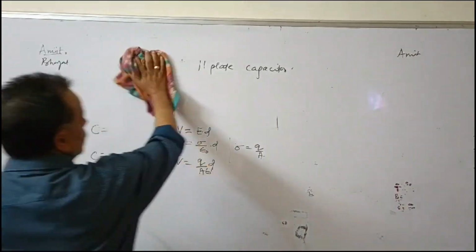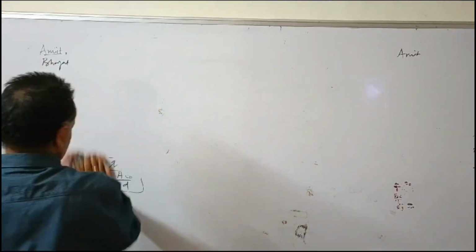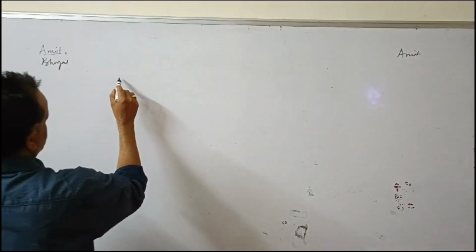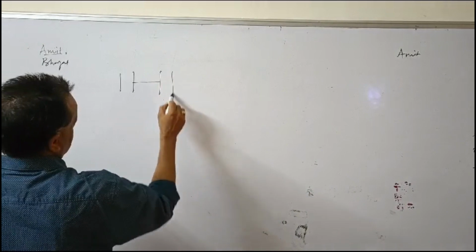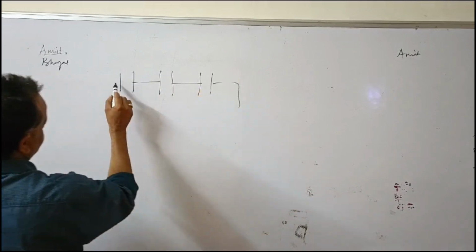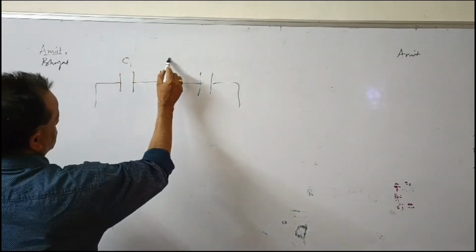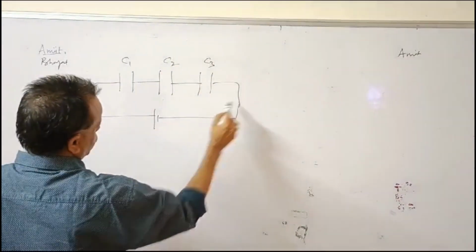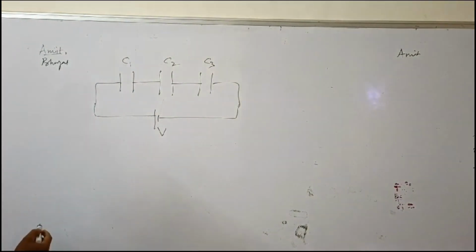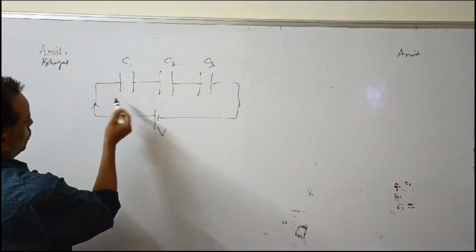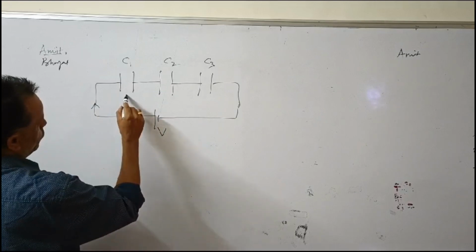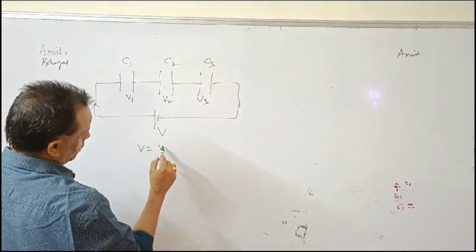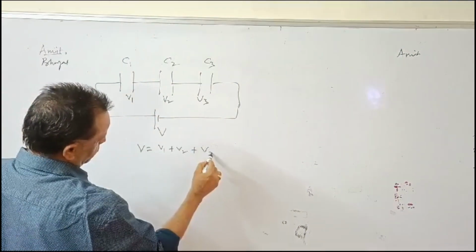Now we will calculate the capacitance when capacitors are connected in series and parallel. Let us suppose they have capacitances C1, C2, C3, connected to potential V. The charge will be constant throughout, and the potentials will be V1, V2, V3. Total potential is V1 plus V2 plus V3.